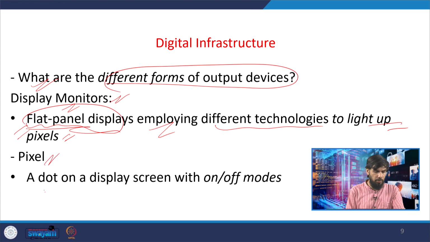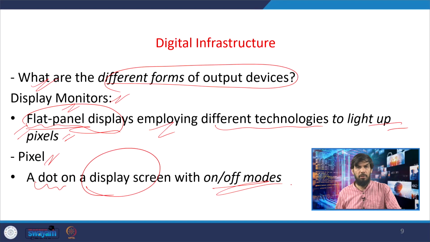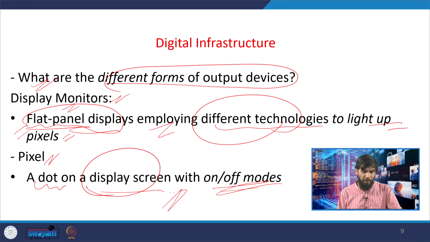So, what is a pixel? This is a dot on a display screen with on-off modes, right. The pixels and the lighting can be on and off, and accordingly the image, or whatever you are seeing on the screen, is managed through the pixel, which is nothing but a dot with an on-off mode, right. So there are different technologies at work to manage this pixel, when it is on and off.